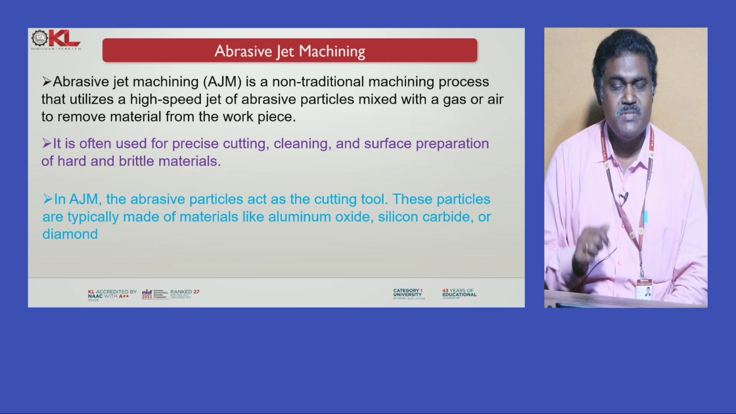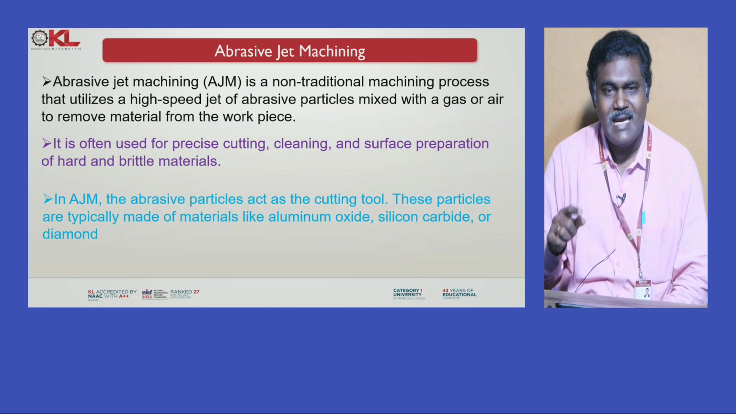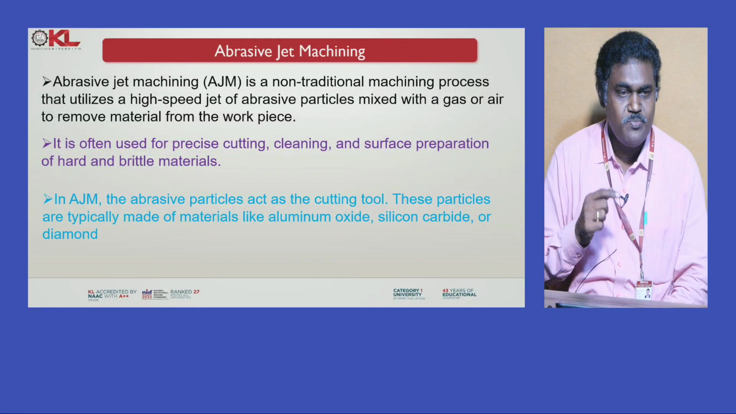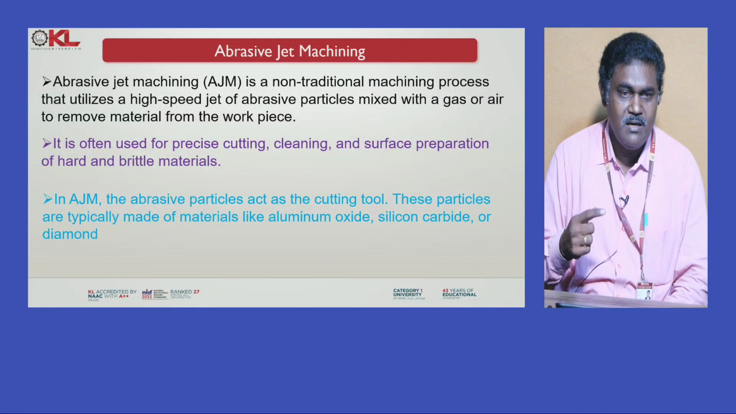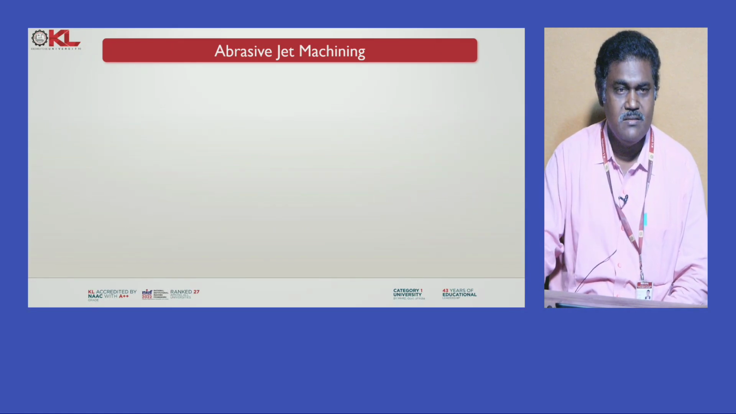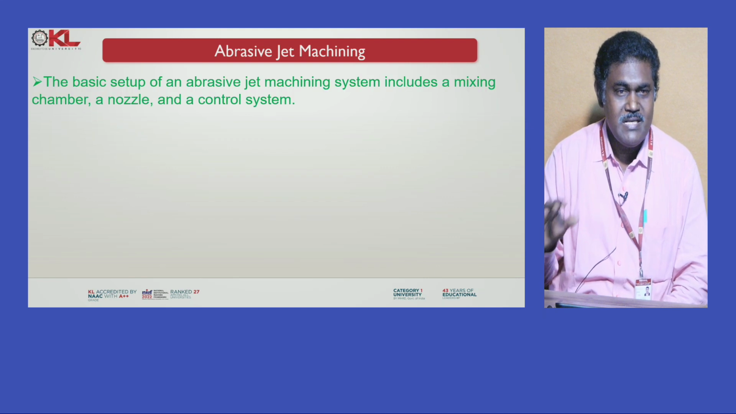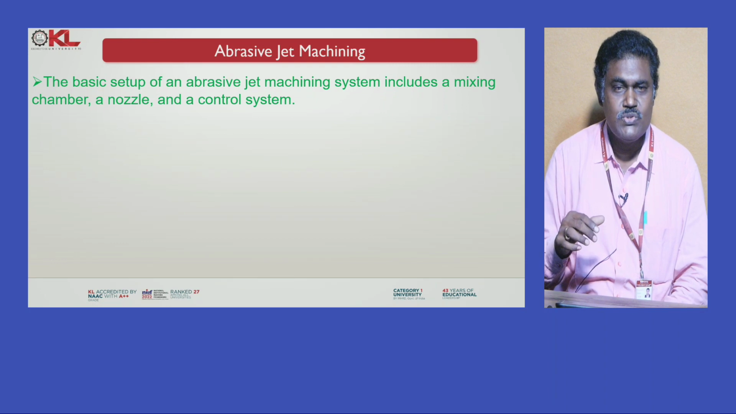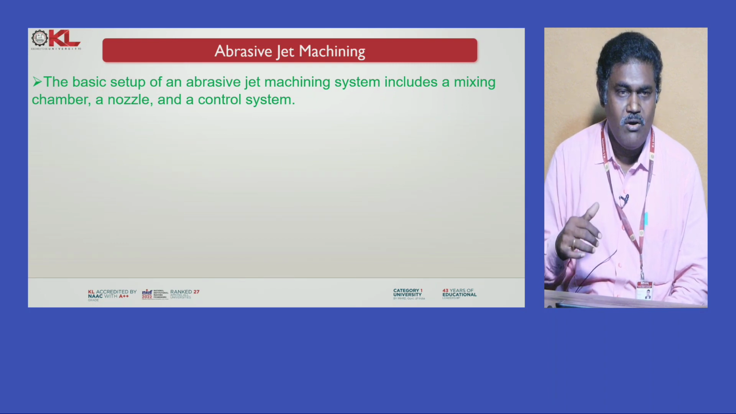In abrasive jet machining, the abrasive particles act as the cutting tool. These particles are typically made of materials like aluminum oxide, silicon carbide or diamond. The basic setup of an abrasive jet machining system includes a mixing chamber, a nozzle and a control system.